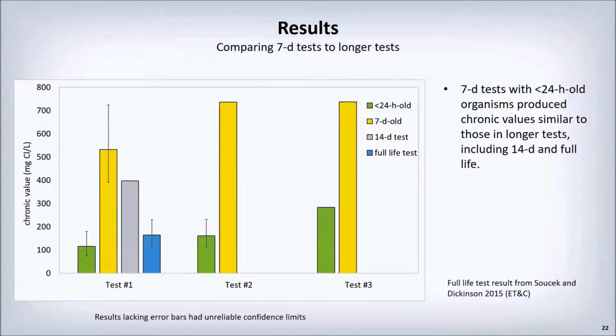So as you can see, comparing the 7-day test with organisms less than 24 hours old, looking at dry weight or biomass, and comparing to longer duration tests, you get pretty similar, if not better, sensitivity compared to the longer term tests that we had. So that's quite encouraging. It looks like we should go with the less than 24-hour organisms and do 7-day tests.